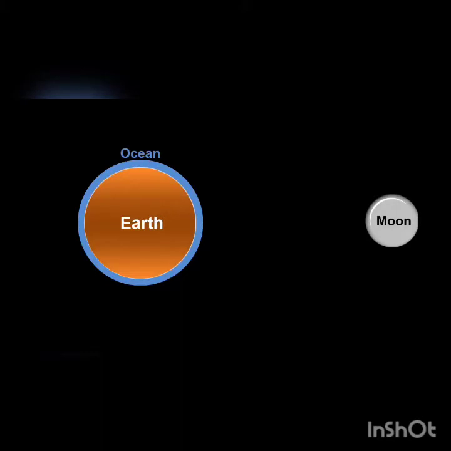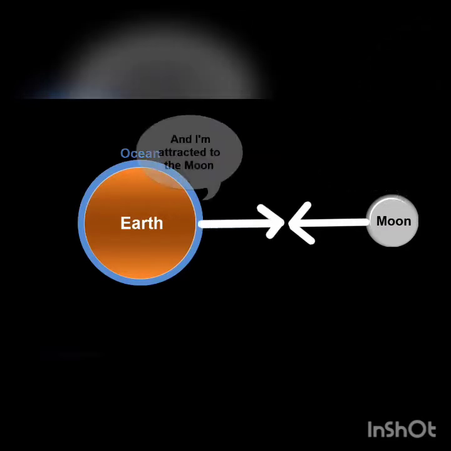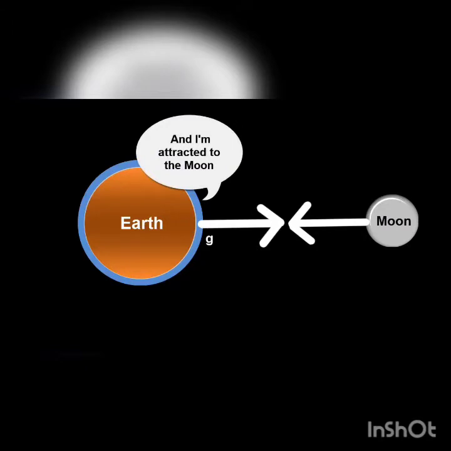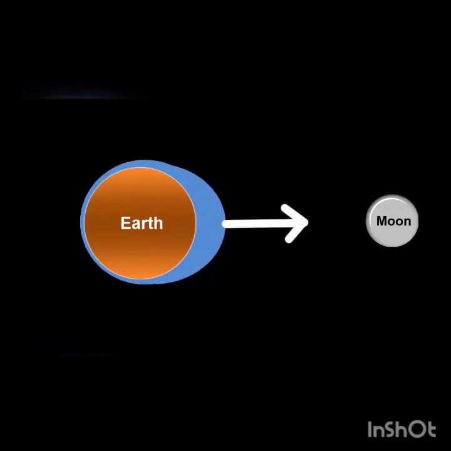Everything is attracted to everything else in the universe with the force of gravity. So the moon is attracted to the Earth and the Earth is equally attracted to the Moon. Notice that the two force arrows are the same length, showing that gravitational attractions are of equal strength. But we're only interested in the force on the Earth here. The Moon pulls on the ocean closest to it and makes it bulge outwards.